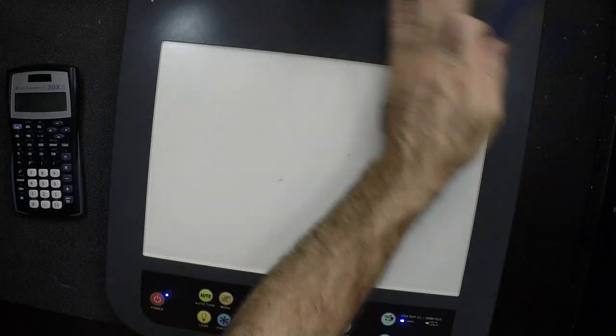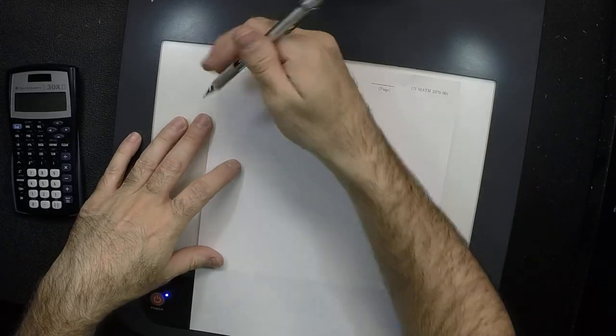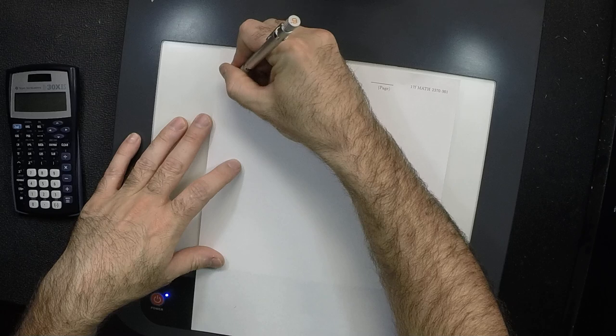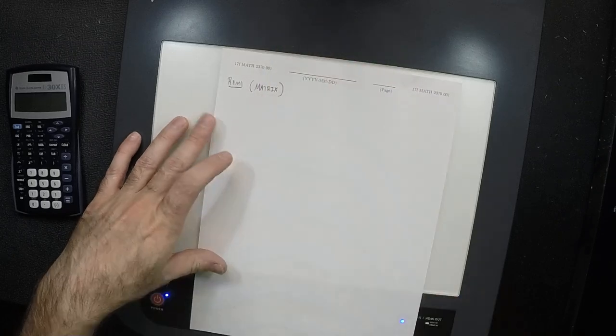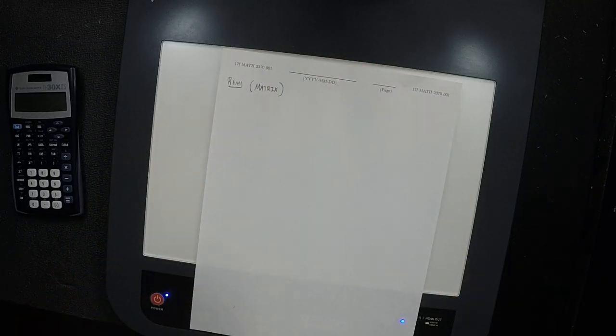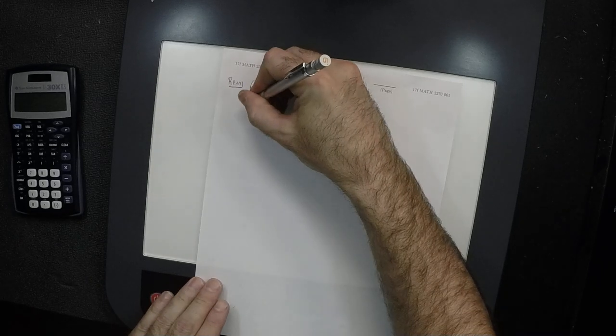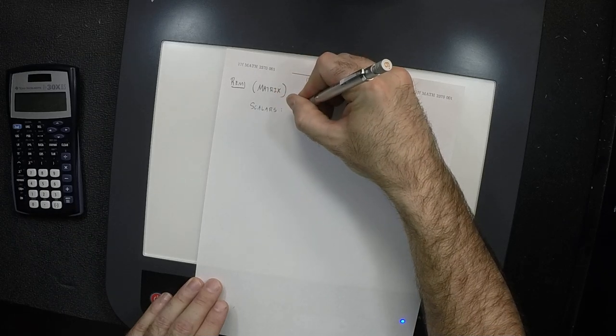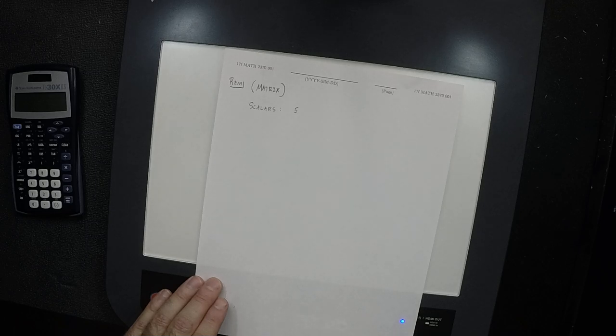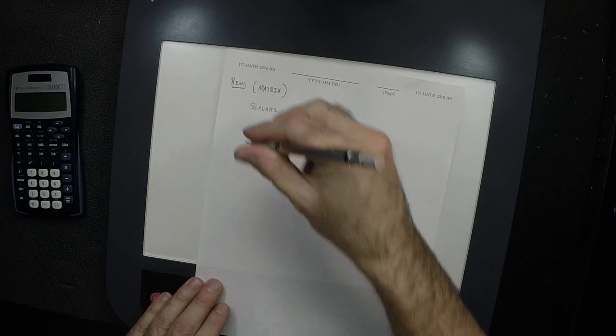Last, I want to introduce a new concept. There's a thing called a matrix. For those of you that have taken linear algebra, that's what I'm talking about. Just like the reals, we're going to call them scalars. So we have scalars. An example of a scalar would be something like 5. They're exactly what you think they are.